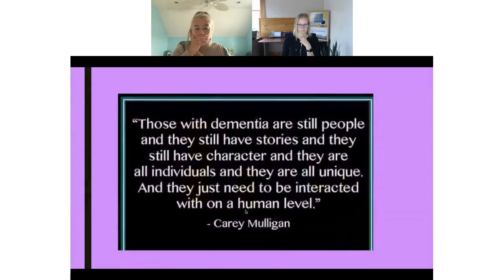So I just want to start out with this quote. "Those with dementia are still people, and they still have stories, and they still have character, and they are all individuals, and they are all unique. And they just need to be interacted with on a human level." That was a quote by Carrie Mulligan. I think this quote is very important, especially to start off with, because, like I had said, the elderly community is very discriminated against.